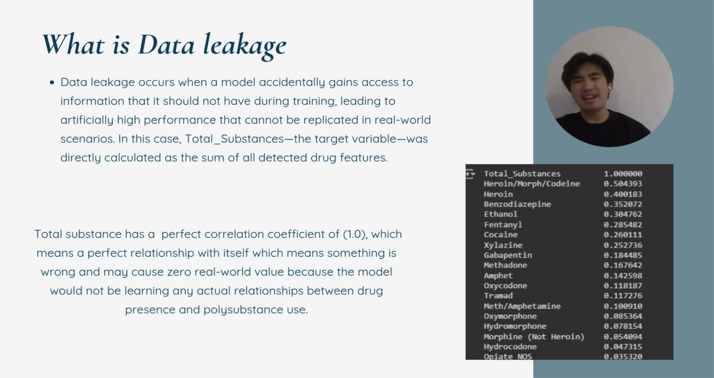So, why do ridge and lasso seem to be underperforming compared to the simple linear regression? The answer is to prevent data leakage. After trial and error, the total substance would have a perfect correlation coefficient of 1, showing a perfect relationship if all the drugs features were used and we did not do the manual feature selection. So, if we use all the drugs features, it would mean that there will be zero real-world value since it means something is off and the model would not be learning any actual relationship.